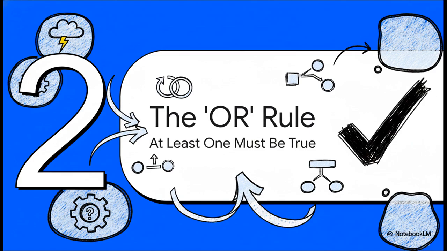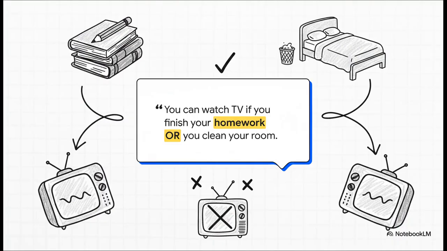Now let's look at its much more laid-back cousin, the or rule. This one is way more flexible. All you need is for at least one thing to be true to get a yes. Oh yeah, we've all heard this one before, haven't we? It's the classic parent rule. You can watch TV if you finish your homework, or you clean your room. You don't have to do both. Finish your homework? Cool, go watch TV. Clean your room? Awesome, TV time. And hey, if you do both, even better. The only way you're not watching TV is if you do neither of them.